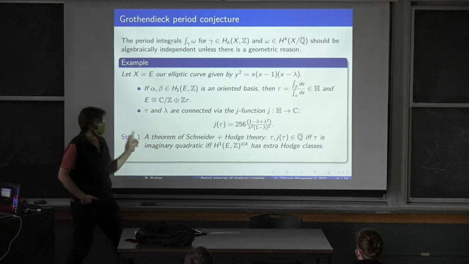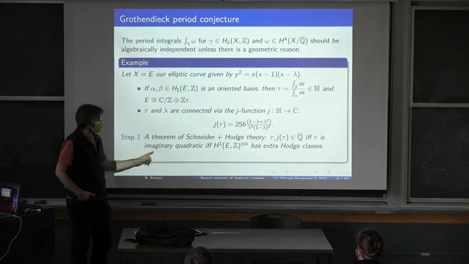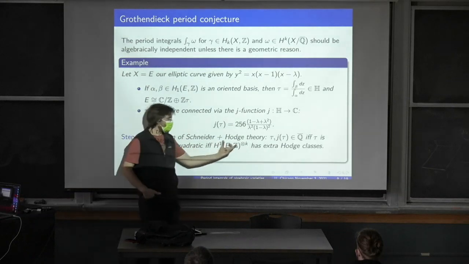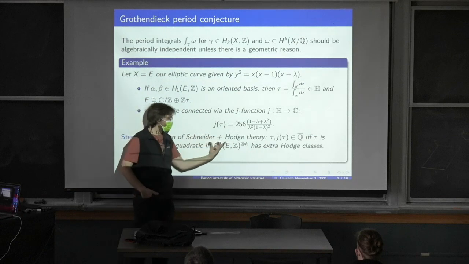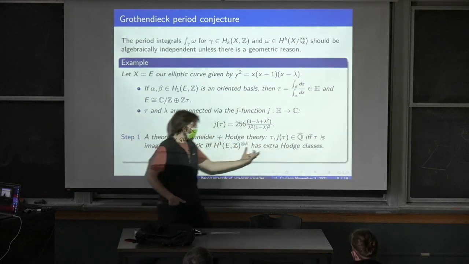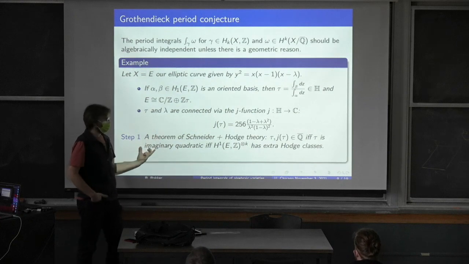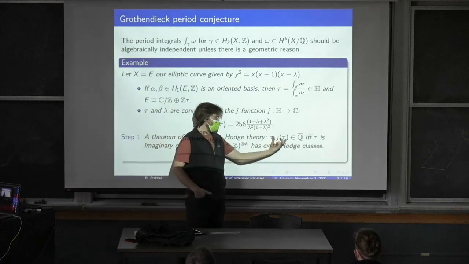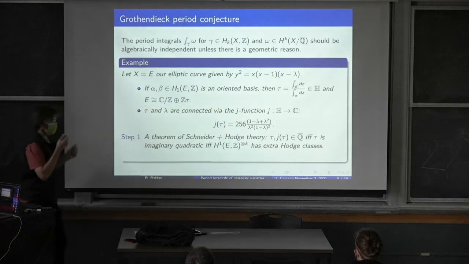The second statement is that within the context of Hodge theory, being an imaginary quadratic is interpreted as this Hodge structure having extra Hodge classes. So the only way these tensor powers of the Hodge structure acquire more Hodge classes is if this tau is an imaginary quadratic. And by this transcendence theorem, that happens if and only if J of tau and tau have some unexpected algebraic independence.